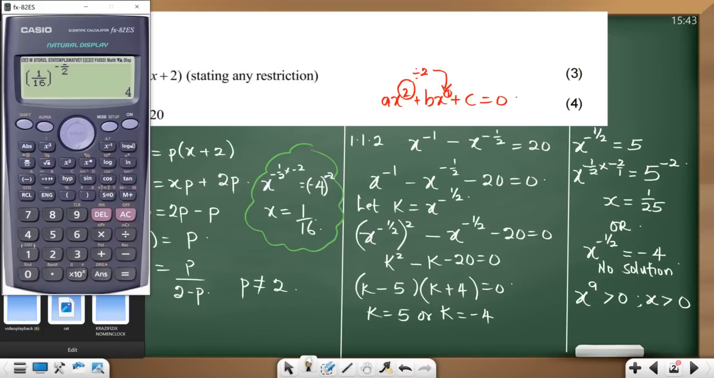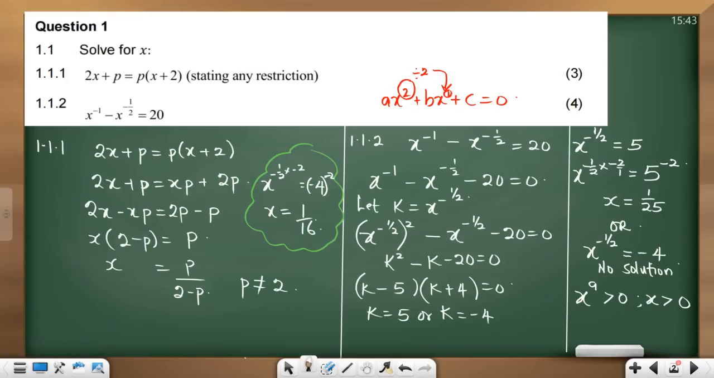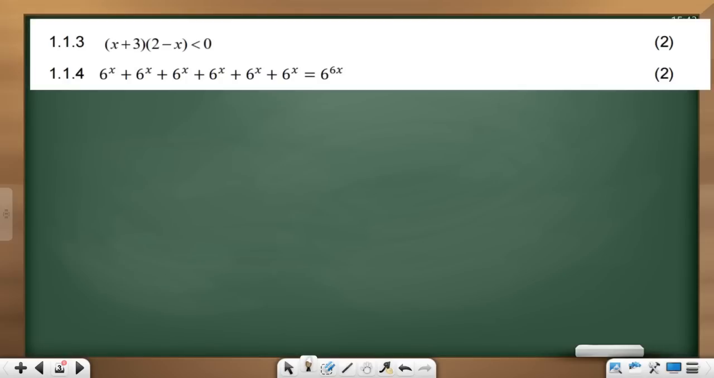All right. If I check 1/25, that would give me a 5. So it must be positive when the base is a number greater than 0. I hope you learned that principle quickly. All right, awesome. We move. Again, pause and answer.